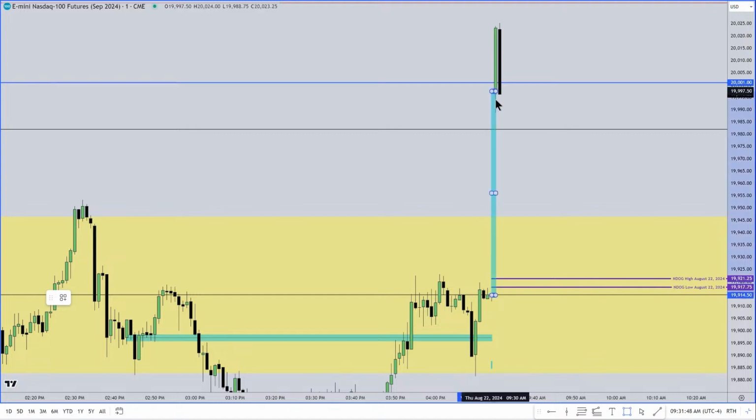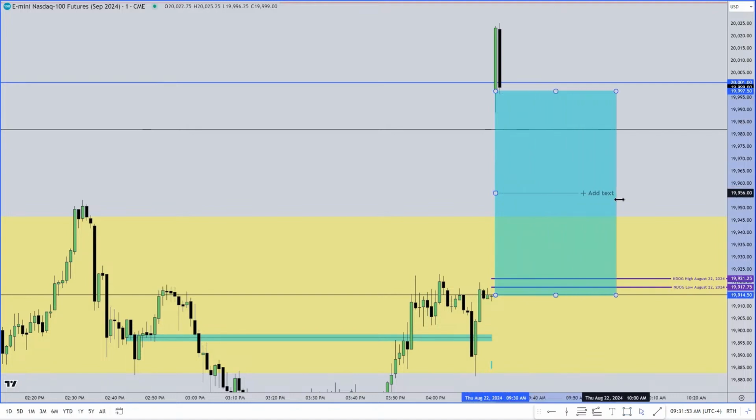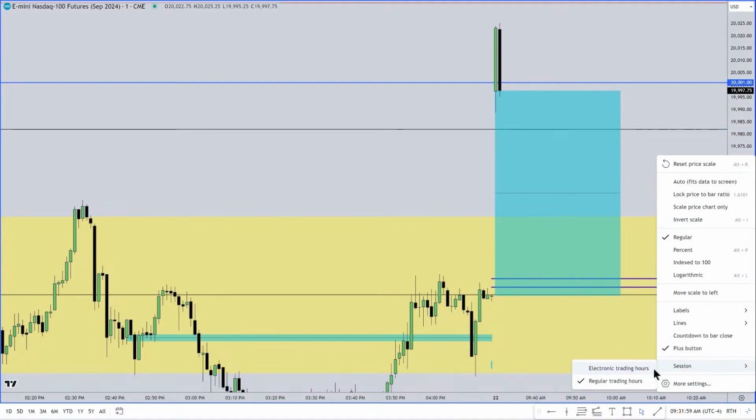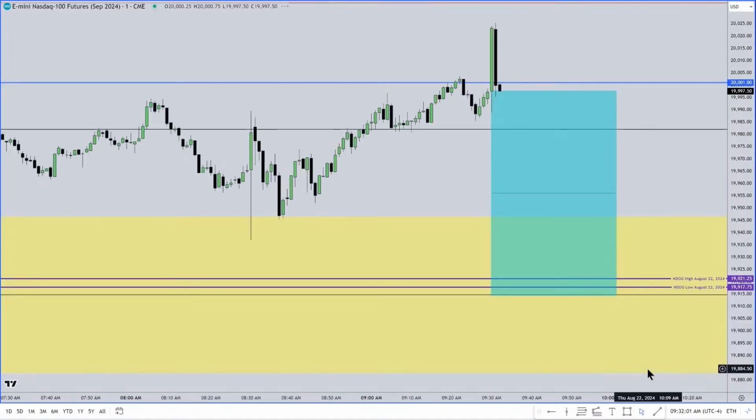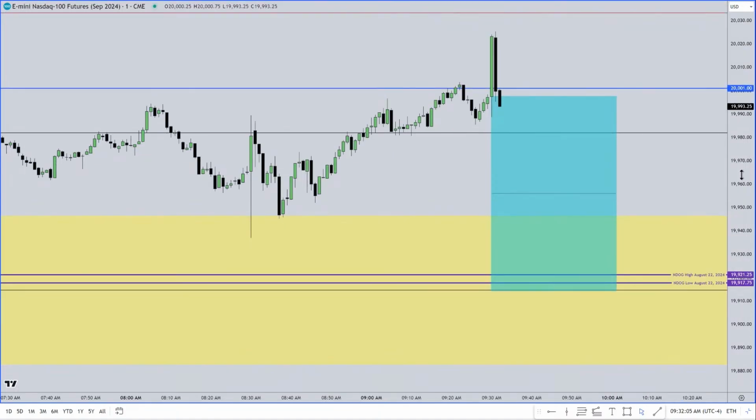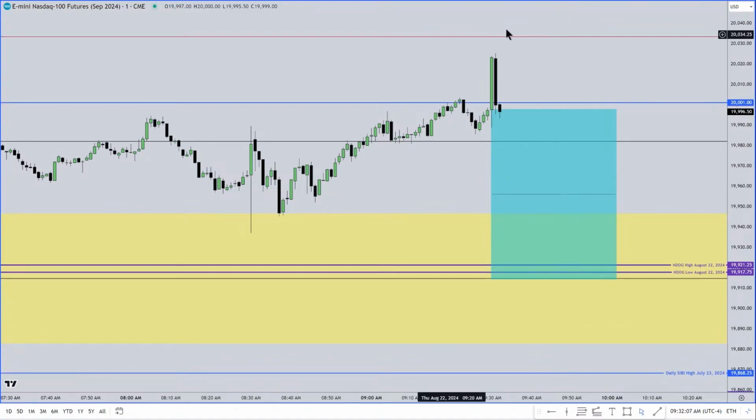Here to the opening, first print. Okay, so that's your opening range gap. If we toggle this back to electronic hours, there's your gap. That is the wick's consequent encroachment, midpoint of the wick on the daily chart. It does not need to trade there. But we have a gap here.